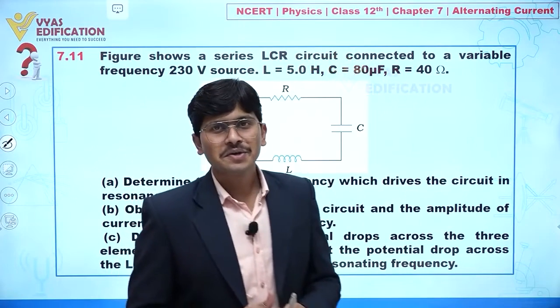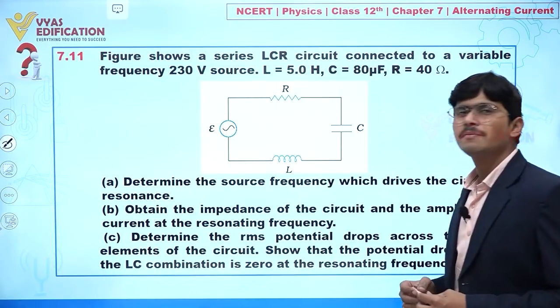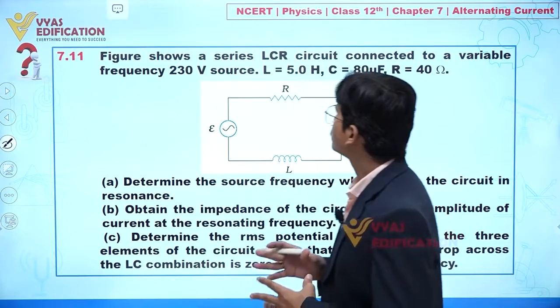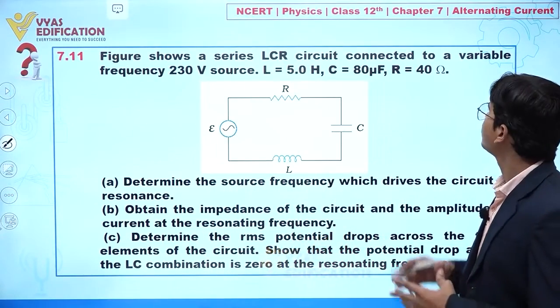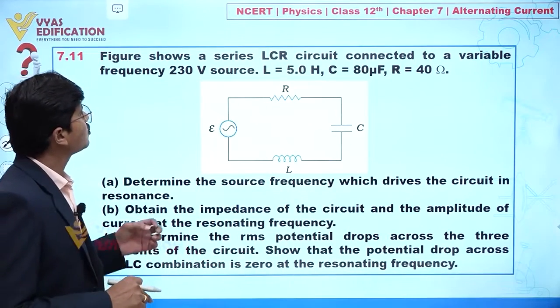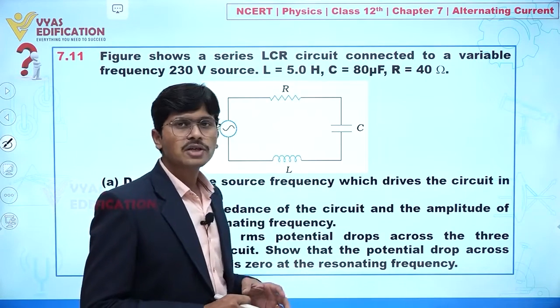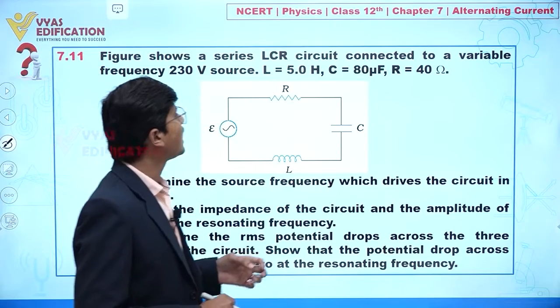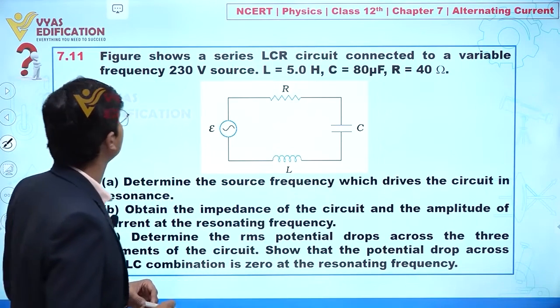Now student, we are going to discuss this question. This is question number 7.11, and in this question it is given to you, figure shows a series LCR circuit connected to a variable frequency 230 volt, clear, 230 volt source. It is also given L equal to 5 Henry, C equal to 80 microfarad and R equal to 40 ohm. This is given to you, fine.